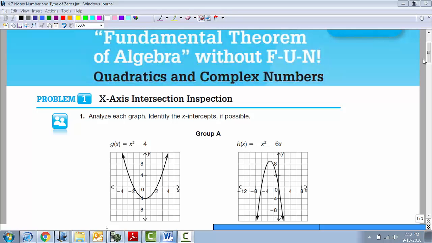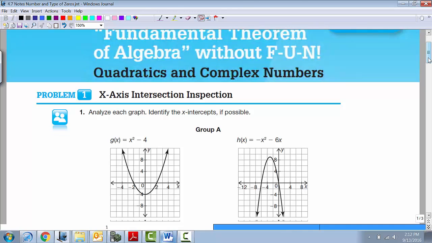So that's a little bit of a trick here. We'll be learning about it. You've already learned about the fundamental theorem of algebra, but we're going to continue exploring it. So for the first one, it says analyze each graph, identify x-intercepts if possible.